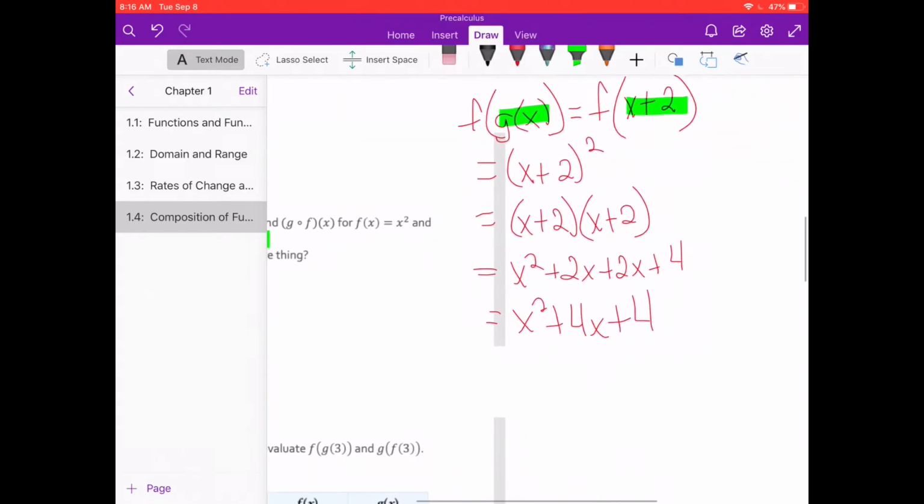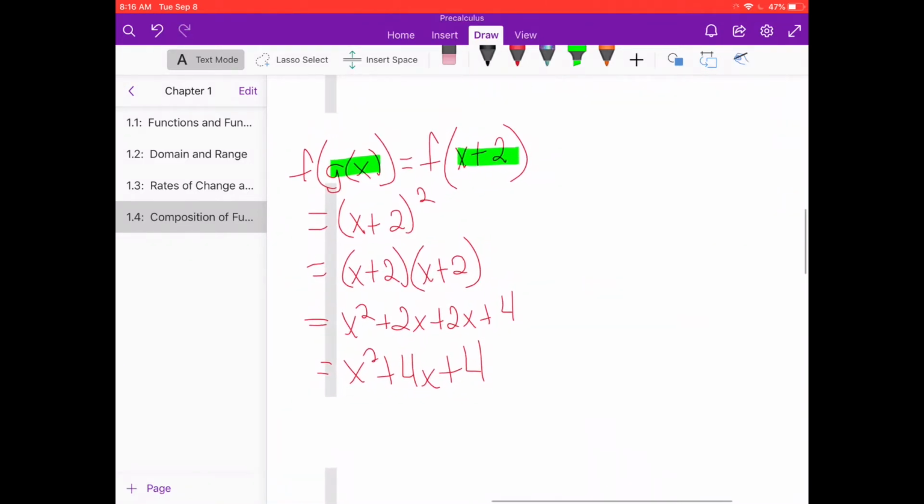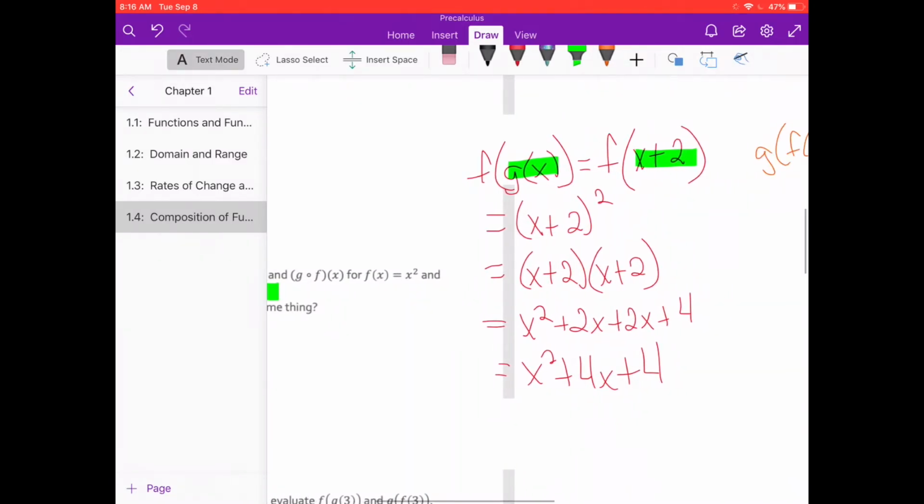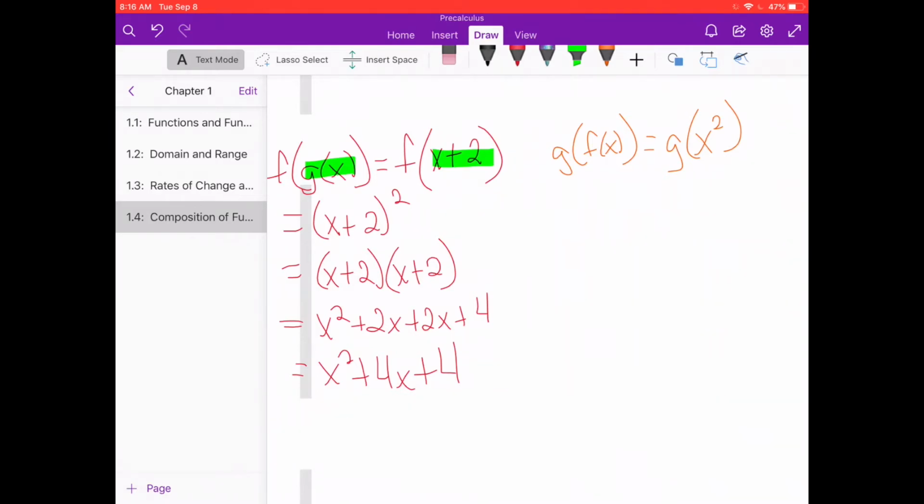Let's try g o f. All right, so g of f of x means g of x squared. Remember, f of x equals x squared, so we're going to take g of x squared.